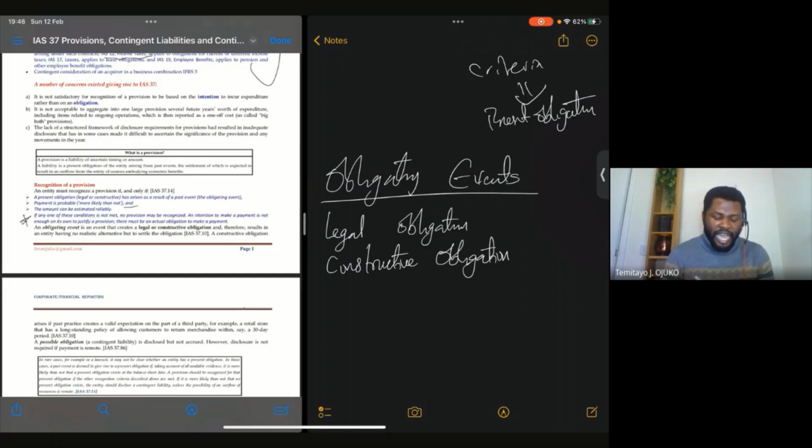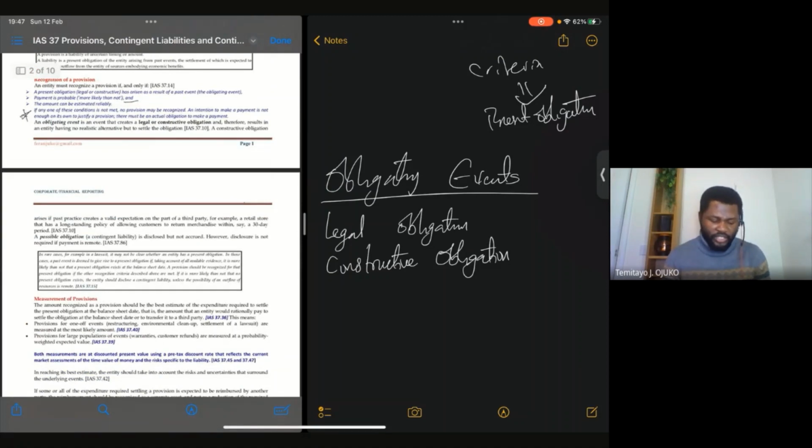Now, and therefore result in an entity having no realistic alternative, which means that you cannot escape the liability, but to settle the obligation. Now, what is a constructive obligation? Let's start with that.